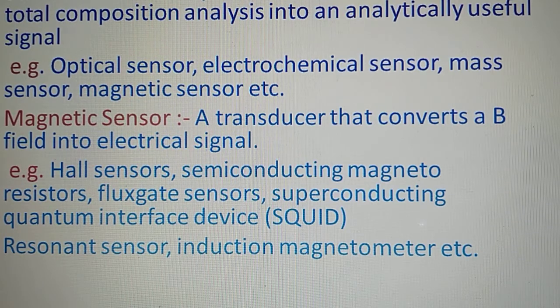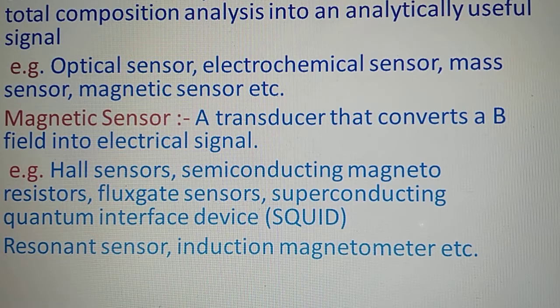The next type of sensor is a magnetic sensor. A transducer that converts a magnetic field into an electrical signal is called a magnetic sensor. The name of the sensor itself gives you an idea, it must convert a magnetic field into an electrical signal. All signals must be converted into electrical signals, then and only then is measurement possible. Otherwise, it becomes difficult. Examples of the magnetic sensor are the Hall sensor, semiconducting magnetoresistor sensor, and flux gate sensor. These are just the types, you can just remember the names.